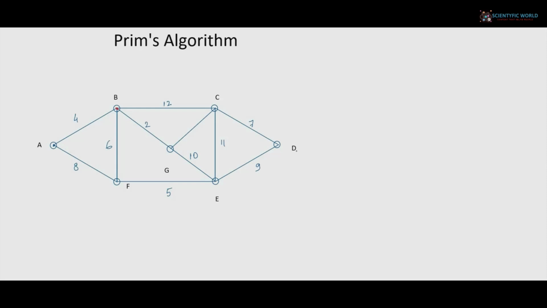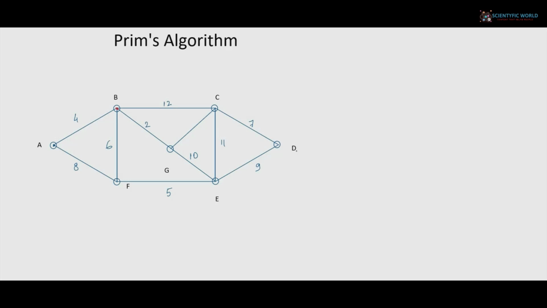Hello everyone. Today we are going to discuss Prim's algorithm. Prim's algorithm is a greedy algorithm that finds the minimum spanning tree for a weighted undirected graph. Now consider the following graph, which we are going to solve using Prim's algorithm. We are going to find the minimum spanning tree of this graph using Prim's algorithm.